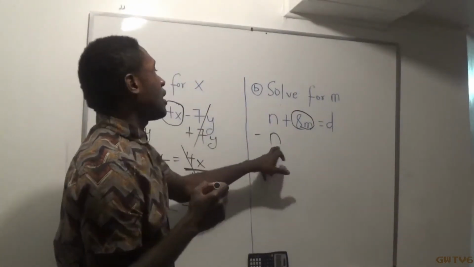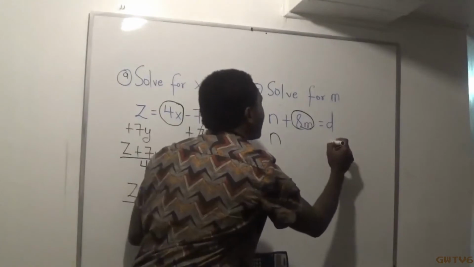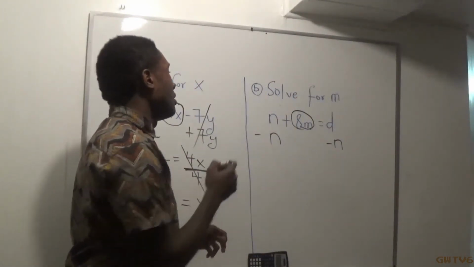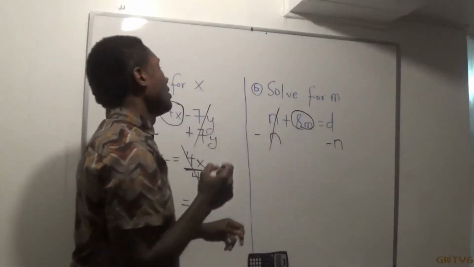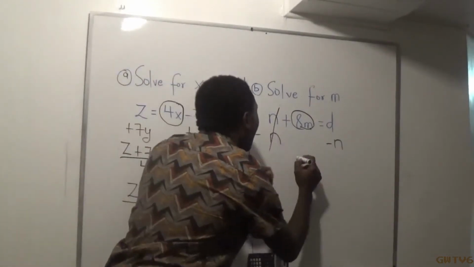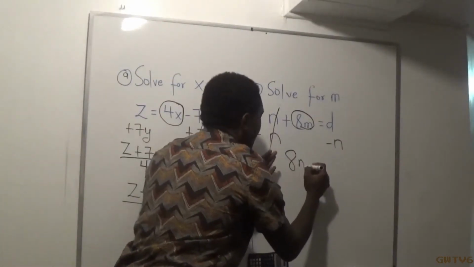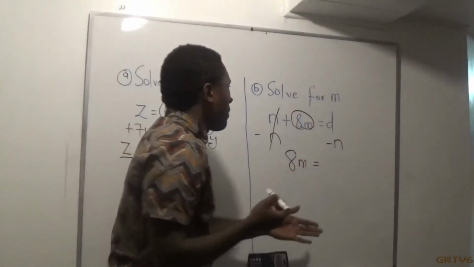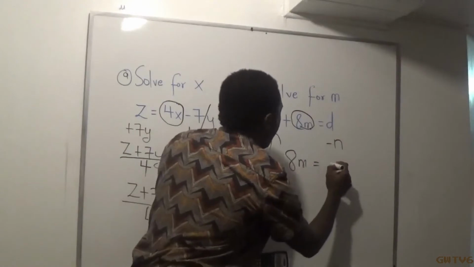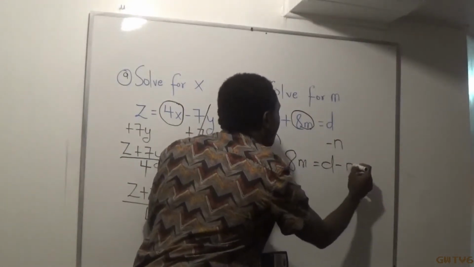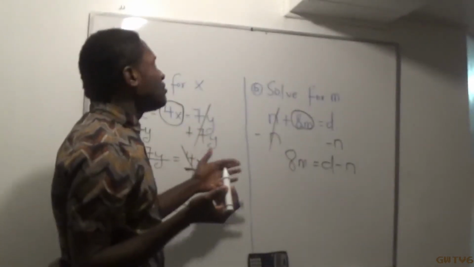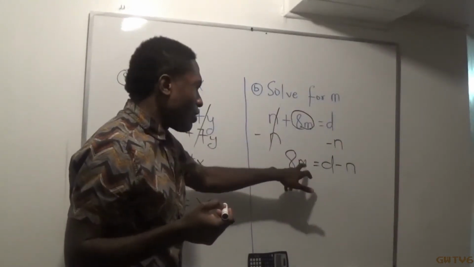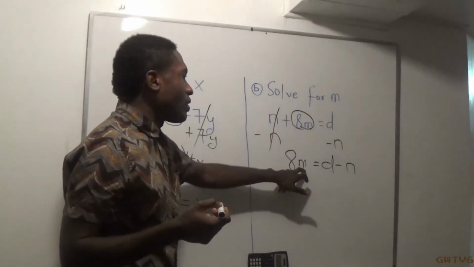And whatever I do on one side, I know I'm going to do the same thing on the other side. So I subtract n on that side also. The n's will cancel out. Now I have 8m on this side equals, these two are not like terms, so I'm just going to copy it down. So I got d right here minus the n. And again, I'm still looking at the variable that I'm solving for. I'm solving for m. This is m, so I want to get the m by itself.